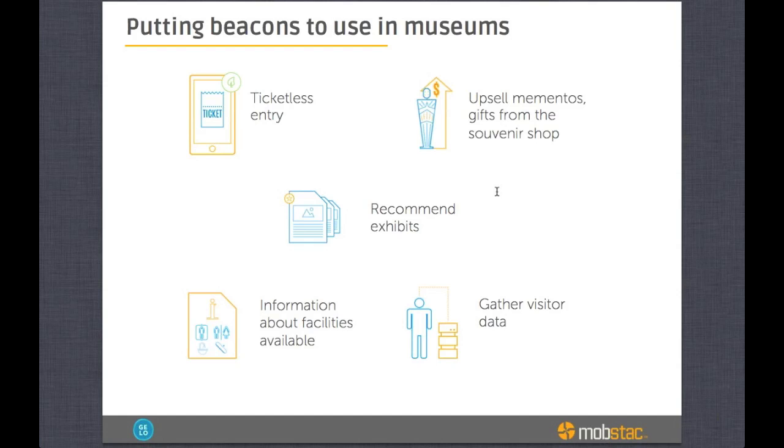You could also use beacons to do something more practical, like information about facilities. Maybe how do you get to the restrooms? How do you get to specific parts of the museum? Navigation, wayfinding. That's something which makes sense, especially because museums tend to be really large, right? In terms of just square footage, you're looking at 50,000, 60,000, 100,000 square feet.